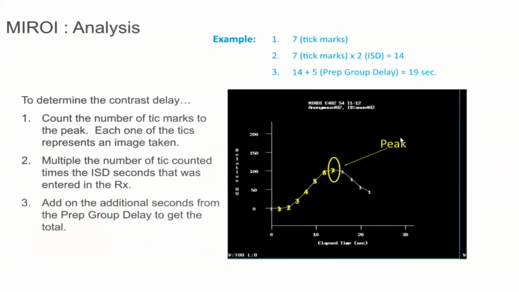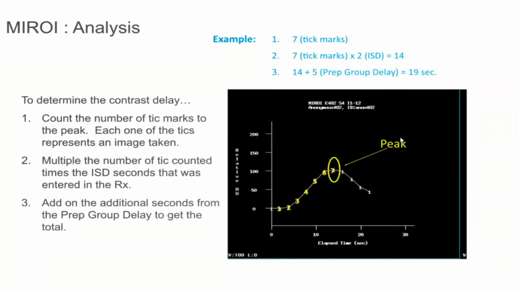So to figure out the correct time and delay, you need to count the number of tick marks on the graph, multiply it by the inter-scan delay, and then add on any prep delay time. So if the inter-scan delay is 1 second and the rotation time is 1 second, we would get a tick mark every 2 seconds on the graph.